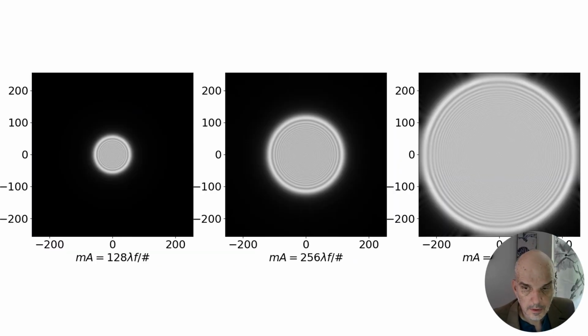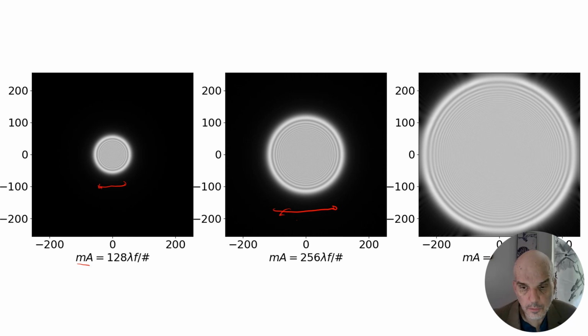These are simulations that are available on the course GitHub site. This is for the magnification times the aperture equal to 128 times lambda f number, and it turns out that the extent of the image that you form is equal to 128 times lambda f number. If we increase the magnification or increase the aperture up to 256 lambda f number, then the extent of the image that we see is 256 lambda f number.